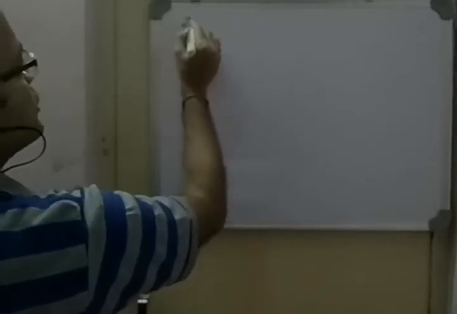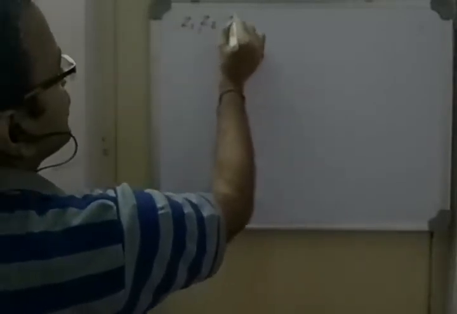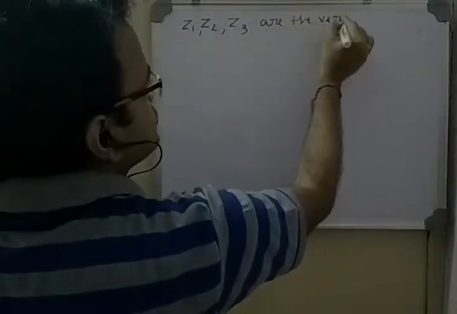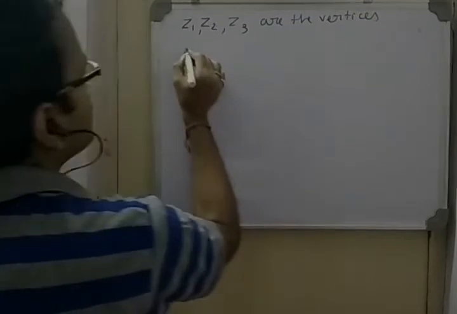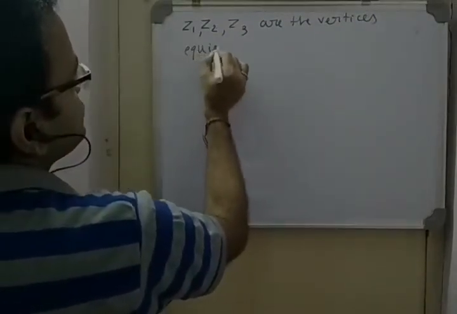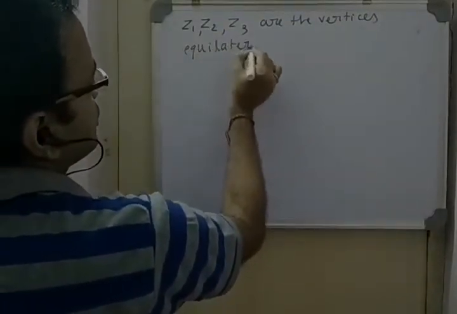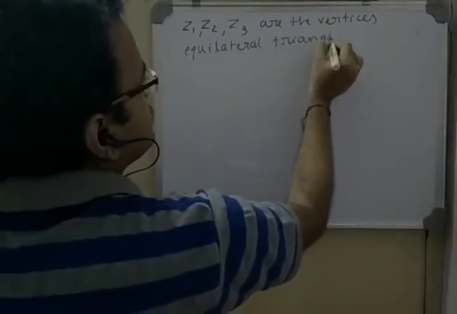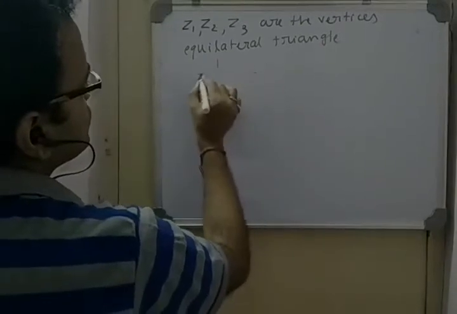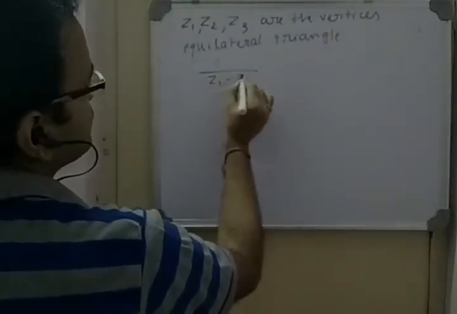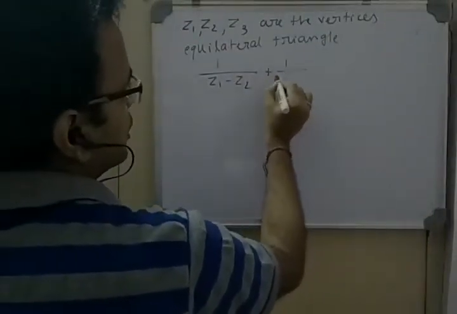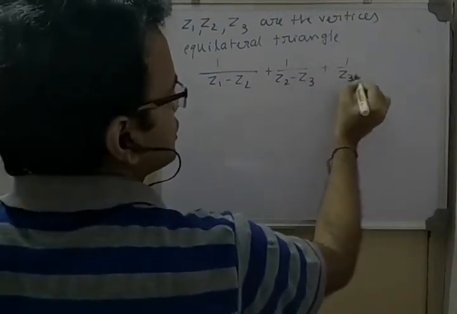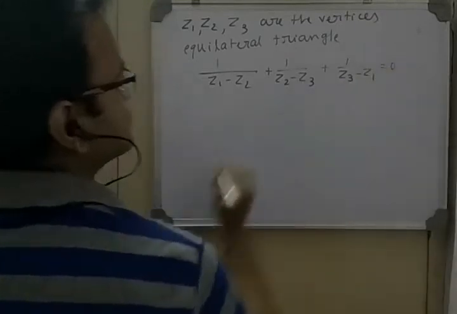Now suppose Z1, Z2, Z3 are the vertices of an equilateral triangle. Okay, this is a little bit tougher problem. What we need to prove is 1 by Z1 minus Z2 plus 1 by Z2 minus Z3 plus 1 by Z3 minus Z1 equal to 0.